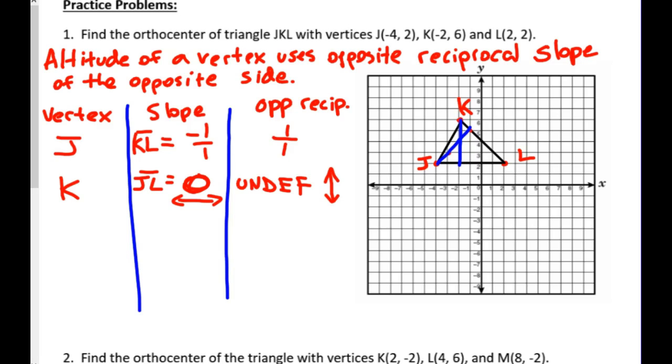So we have 2 lines that cross. You can already tell where they're going to make the orthocenter, right? But we're going to do the last one anyways.